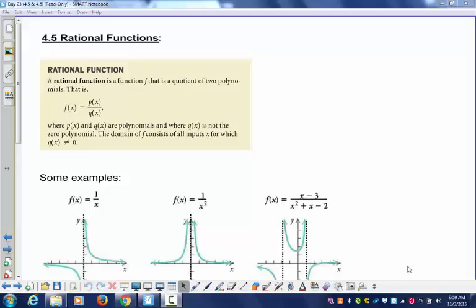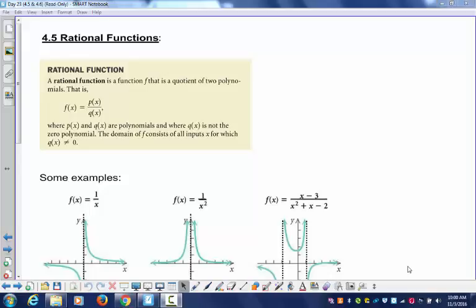So a rational function, they're on their way? There's a whole group in there. All right. Oh, wait, you guys were doing math? Yes.